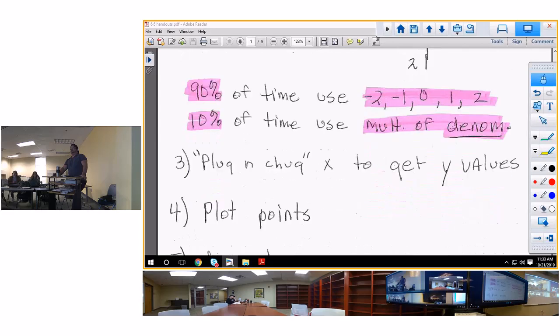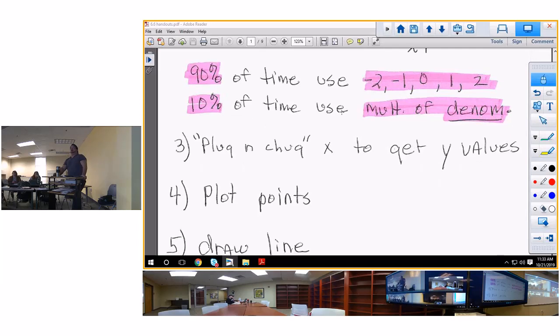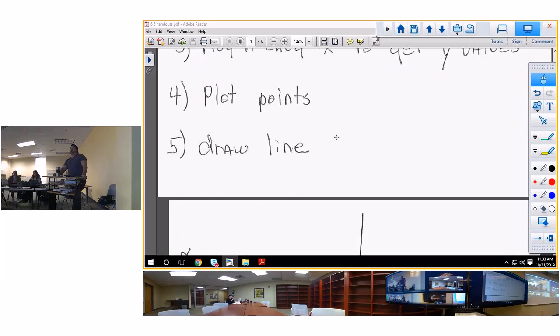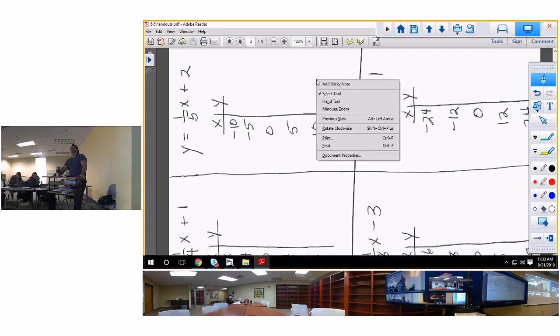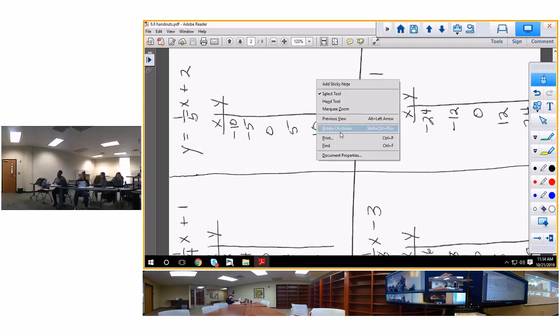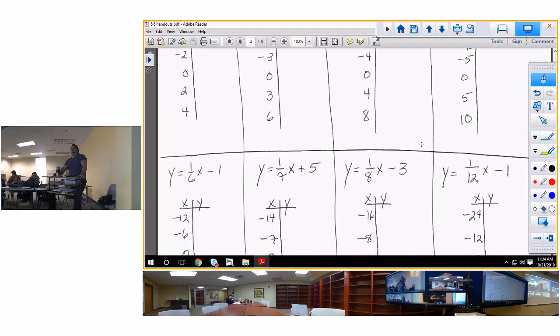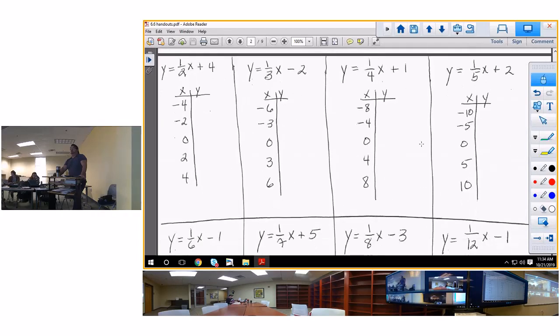So this is section 6.6. This is a test by itself. Plot points, draw the line. So here's an example. Now you have to turn it sideways, so hopefully you have your handouts. Turn it sideways. Can I rotate this in Adobe? I don't think I can. Rotate clockwise. There we go. Oh my gosh. I'm going to get trained.